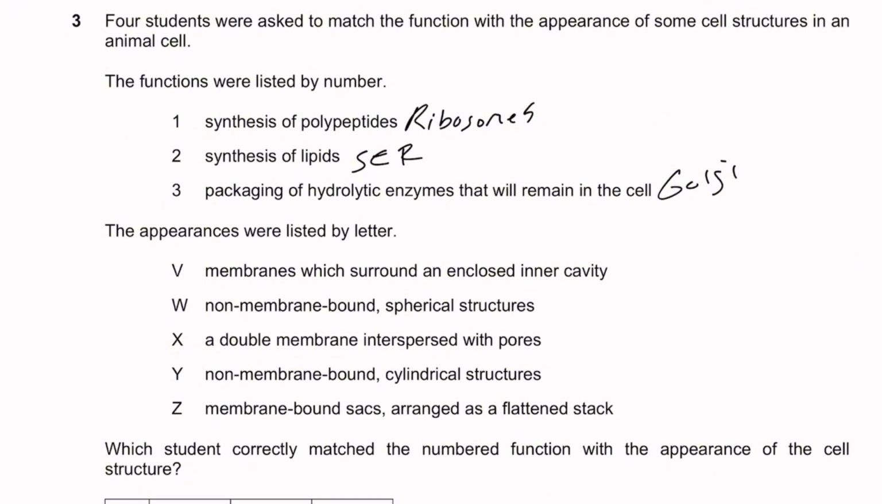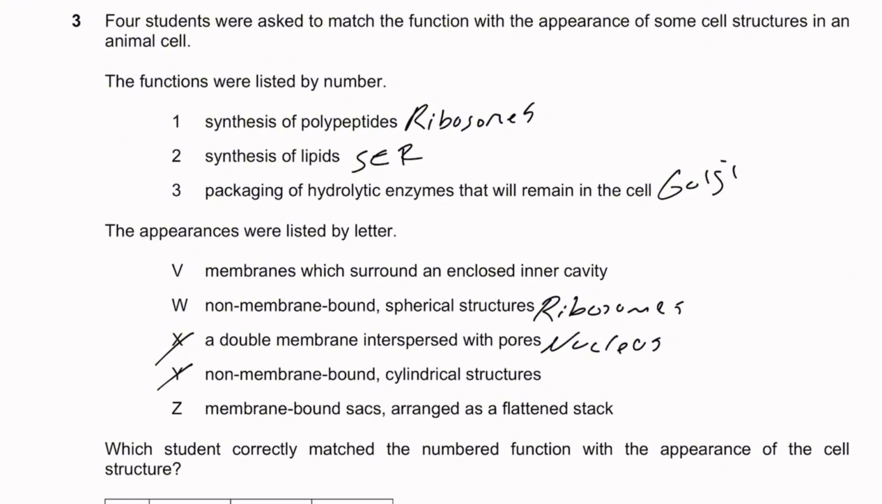Okay. Let's see. Membranes which surround an enclosed cavity. This could work for the endoplasmic reticulum. Non-membrane bound spherical structures. This is definitely our ribosome. Double membrane interspersed with pores. Double membrane with a lot of pores. It's the nucleus, but it's definitely not here. Okay, non-membrane bound cylindrical structures. I mean, this could be the centrioles, but okay.